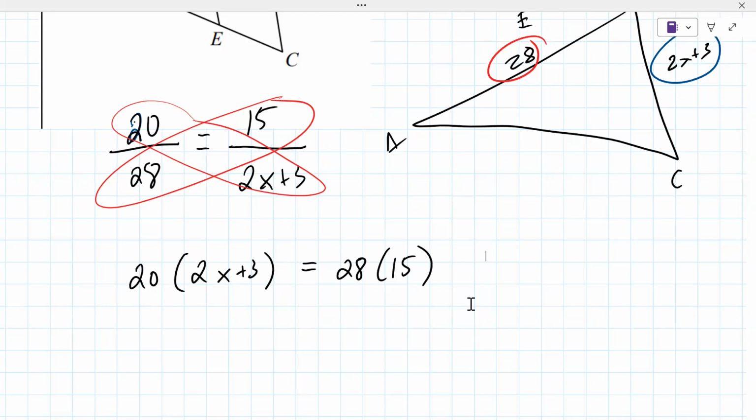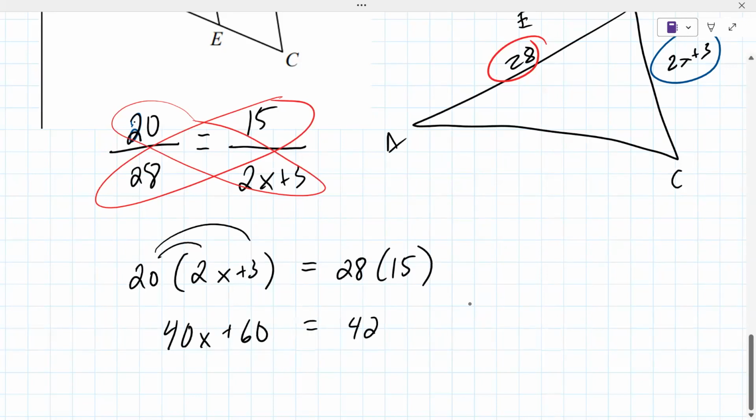Okay, for how long? 28 by the We'll have to ask Siri to hang on. So this is 40x plus 60, and then 28 times 15 is 420.